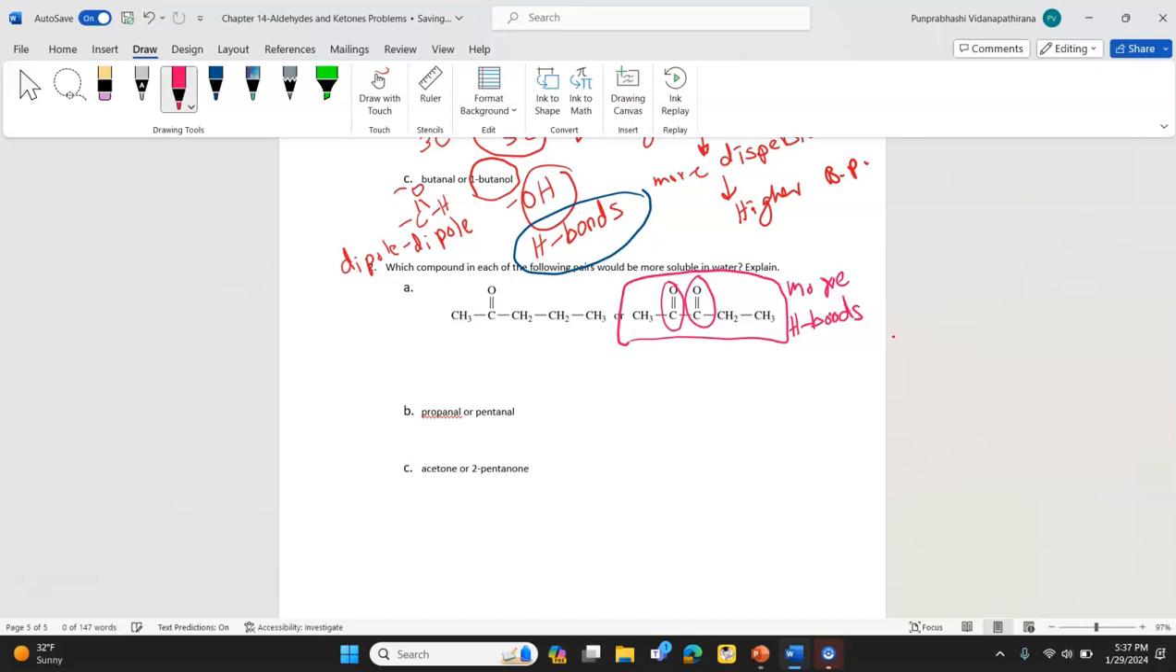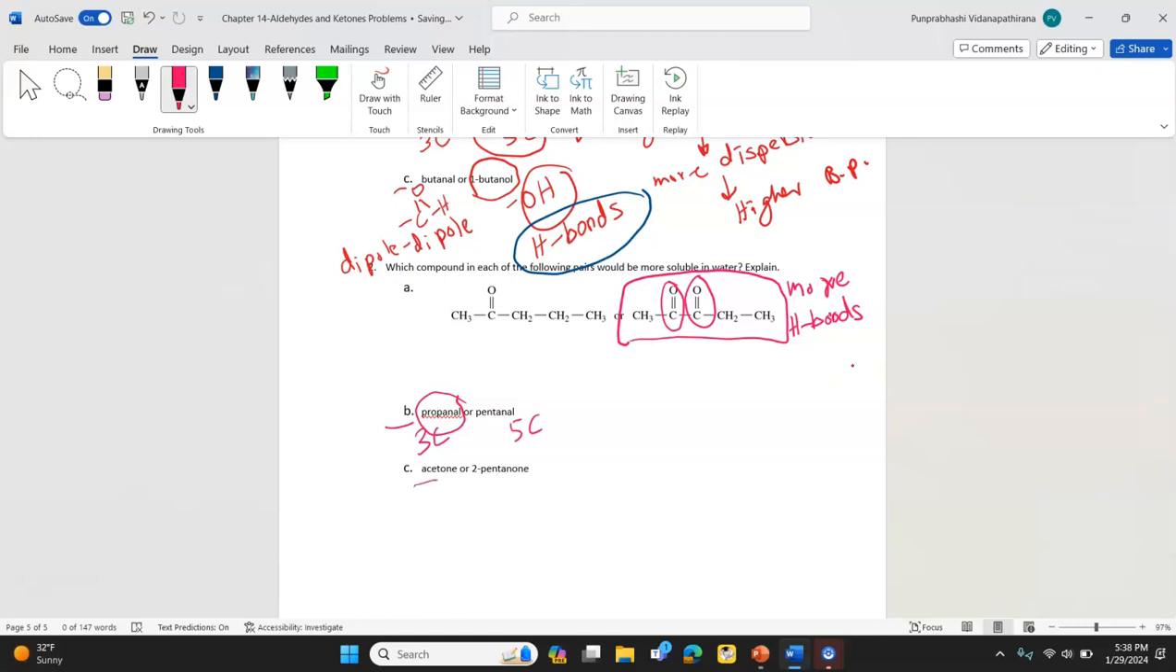Okay. Part B, propanol and pentanol. Which one will be more soluble in water? In this case, propanol has 3 carbons and pentanol has 5 carbons. Both are aldehydes. The trend is that when the number of carbon atoms is increased, the solubility decreases, right? Therefore, propanol will be more soluble, because of the smaller number of carbon atoms.